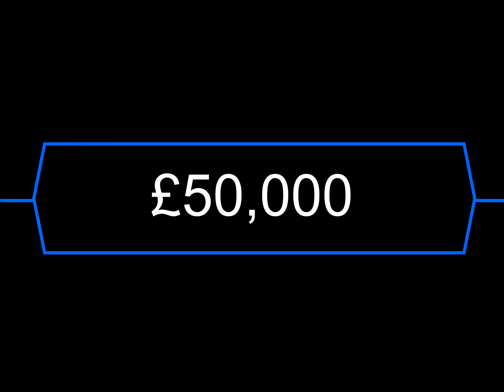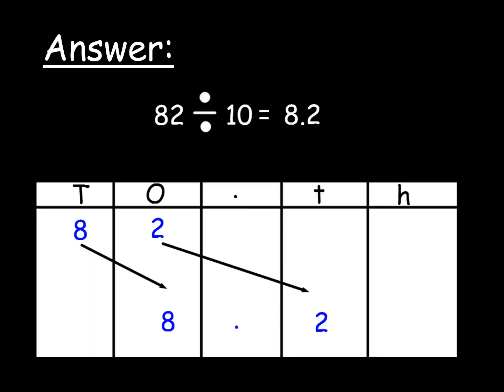£50,000 that one, brilliant. So if you remember our grid that we use in class, 82, when we divide by 10, everything moves one place to the right. The decimal stays in the same place, therefore the answer is 8.2.